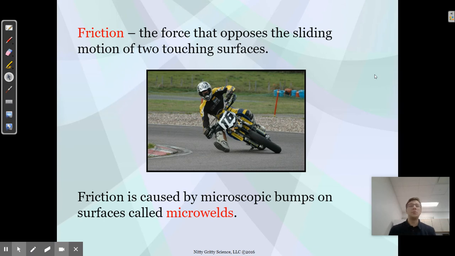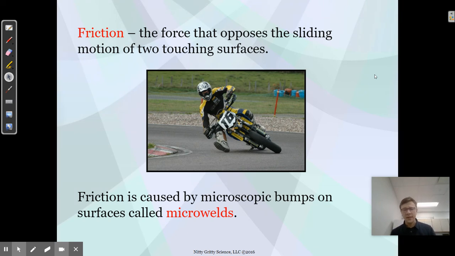Friction is the force that opposes sliding motion of two touching surfaces. So you might rub your hands together and they start to feel hot. Well, that's because of the friction in between your two hands. You might think about rolling a ball across a smooth surface and it rolls for a long time. But if you roll the ball across the carpet, it slows down pretty quickly. Well, there's more friction between the ball and the carpet than there is between a ball and the smooth surface.